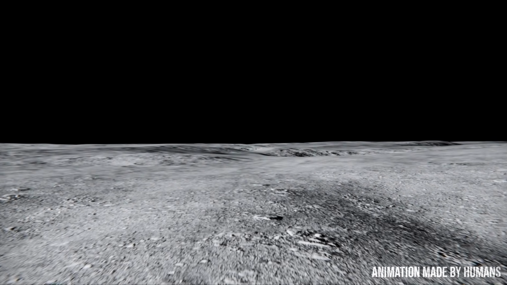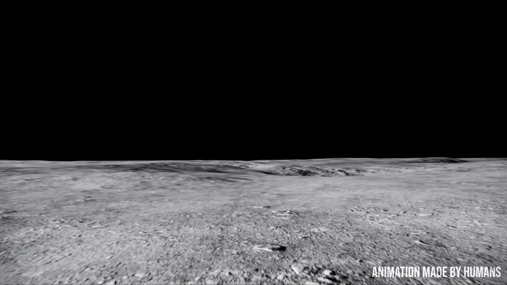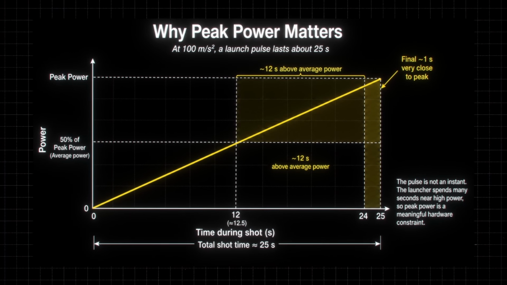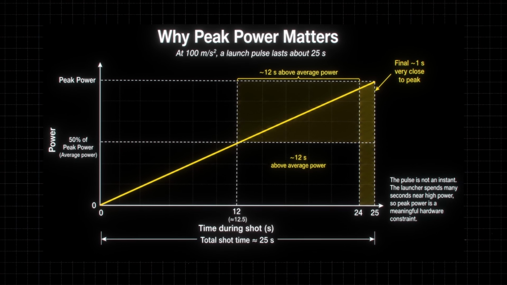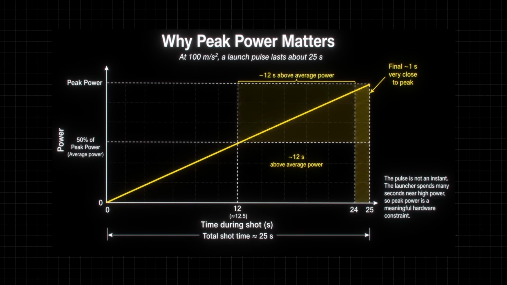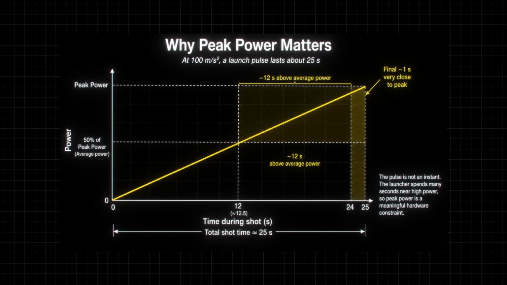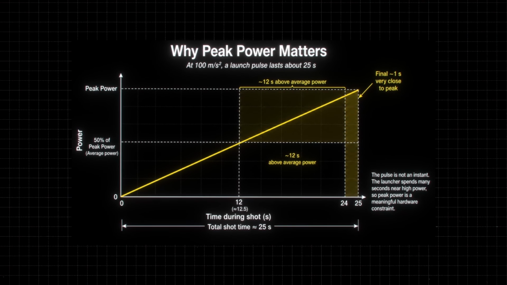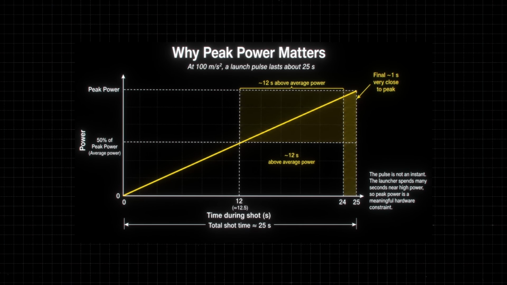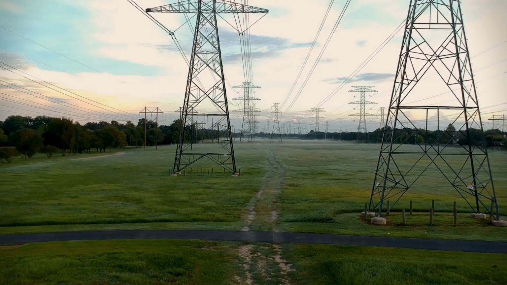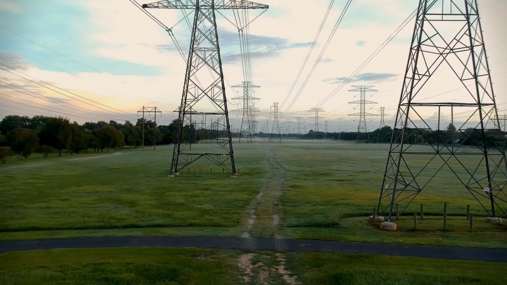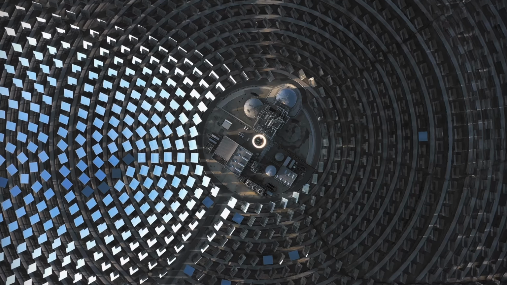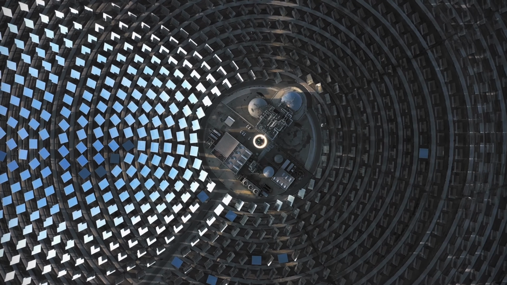But this isn't like electronic warfare or nuclear tech applications where a gigawatt pulse might last a millionth of a second. At 100 meters a second, the shot lasts about 25 seconds, which means the launcher spends about 12.5 seconds above average power on its way to peak, and spends the final second or so very close to peak. So focusing on peak power makes sense, as it is what the hardware ultimately has to survive for relatively meaningful amounts of time. So power is the governing constraint, and it is a problem.